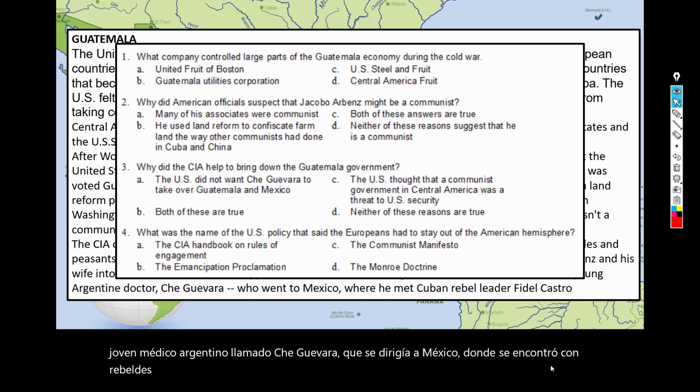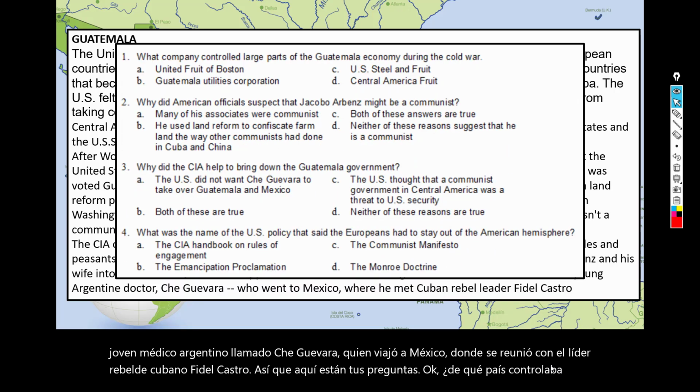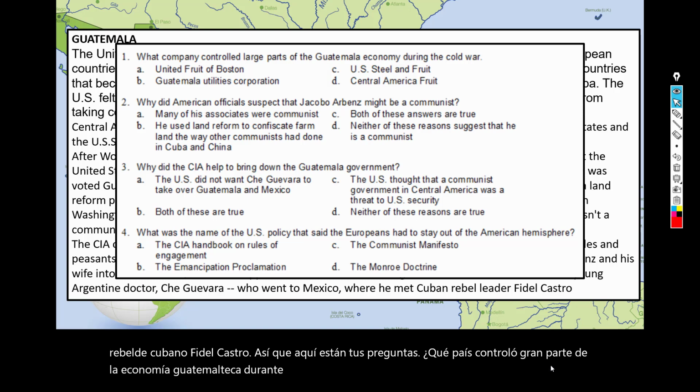So here's your question, okay? What country controlled large parts of Guatemala's economy during the Cold War? Well, the United States did. It was the United Fruit Company of Boston.